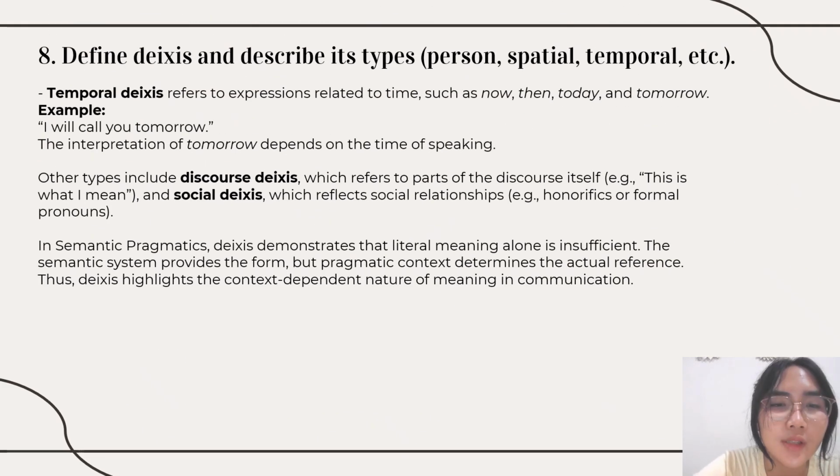And the next is temporal. The axis refers to expression related to time, such as now, then, today, and tomorrow. Example, I will call you tomorrow. The interpretation of tomorrow depends on the time of speaking.